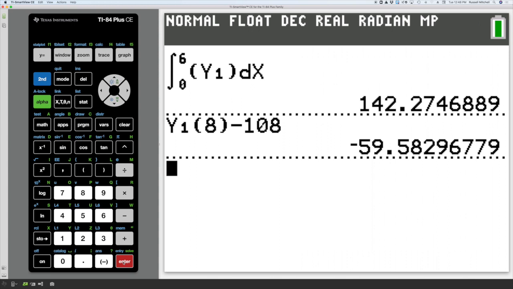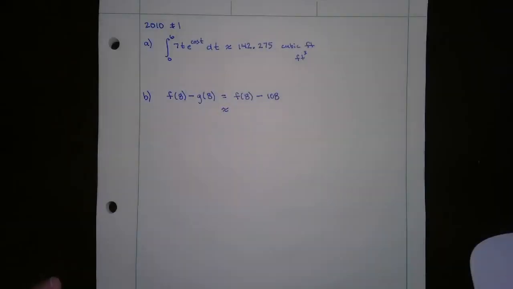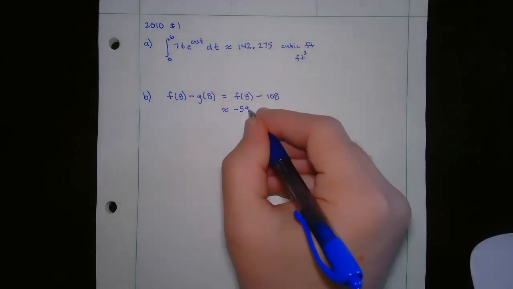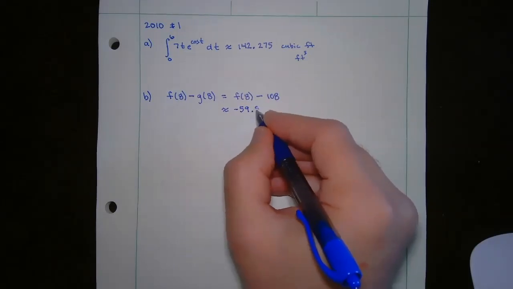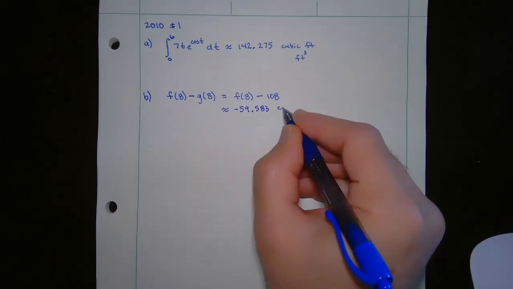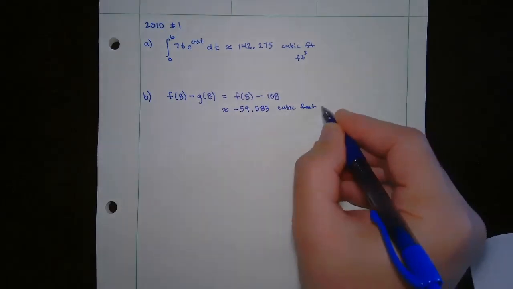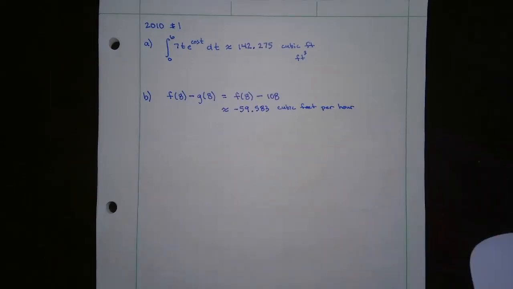So we'll go back and we'll record this on our paper. Again, recording it from our calculator, negative 59.583 cubic feet per hour. And that's it for part B.